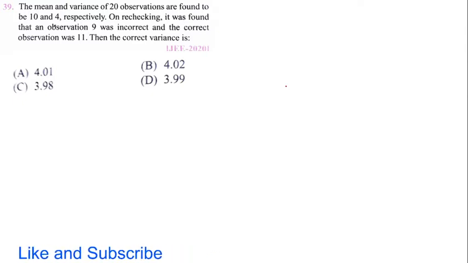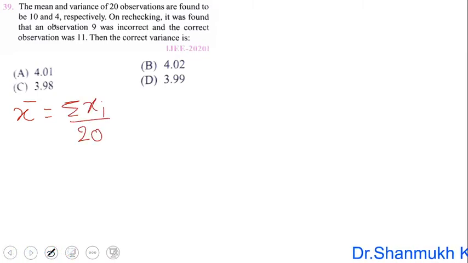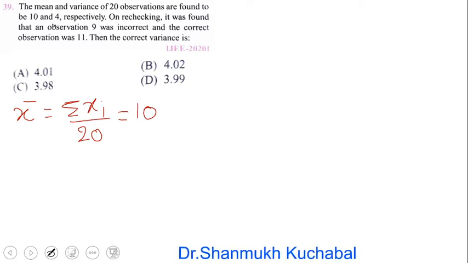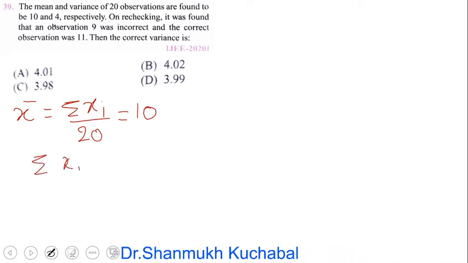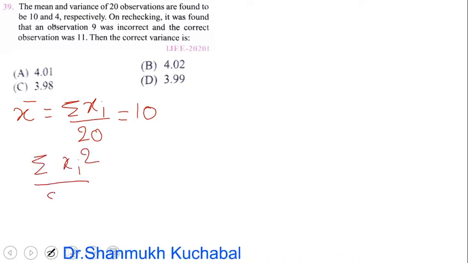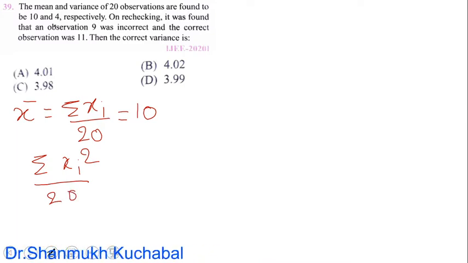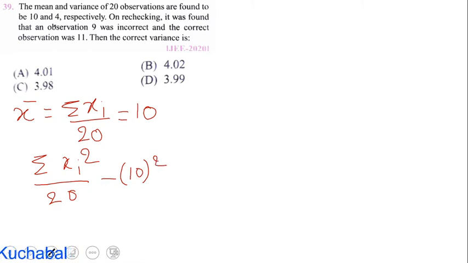So here the mean x bar formula is summation of xi divided by n. The number of observations is 20 and the mean is given as 10 here. Then we have the variance, which is summation of xi square divided by n, 20 observations, minus mean square, 10 square, equal to the variance, which is 4, so I take it as 4 here.